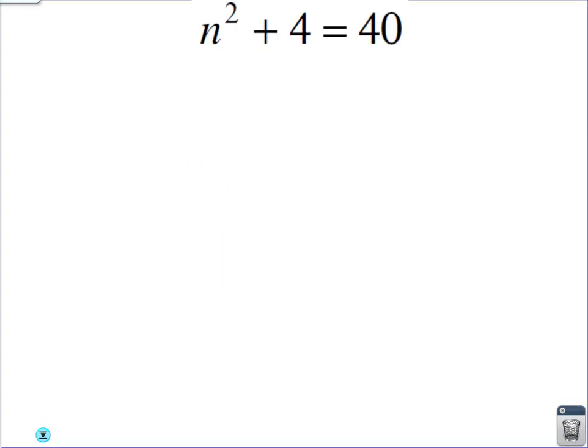n squared plus 4 is 40. The first way of solving quadratic equations: sometimes you can use square roots. I'll show you what I mean by this. Going by those same steps, if you have any parentheses, get rid of them. If you have any like terms, combine them. We have some like terms here. Plus 4 and 40 are like terms. So I'm going to leave my n's on the left side. I'm going to take that plus 4 and move it over here by doing minus 4. Mark it out. I now have n squared equals 36.